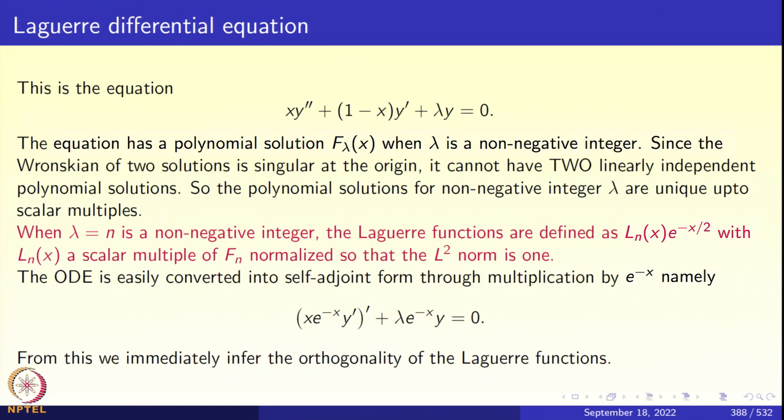If you have a polynomial solution f lambda of x, then 3 times f lambda of x is also a polynomial solution. Apart from this multiplication by non-zero scalars, it is unique. And so this polynomial, when lambda equals n, a non-negative integer, is called the Laguerre polynomial. And the Laguerre functions are L_n(x) multiplied by e to the power minus x by 2. The ODE is converted into self-adjoint form by multiplication by e to the power minus x. And so you get the Laguerre differential equation in self-adjoint form.